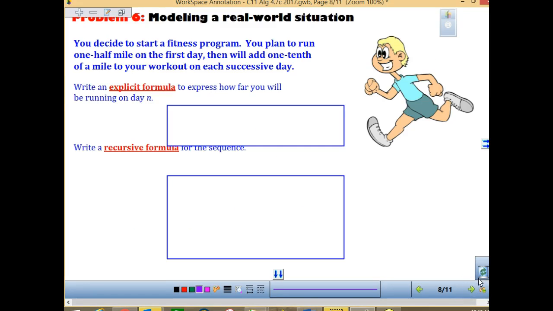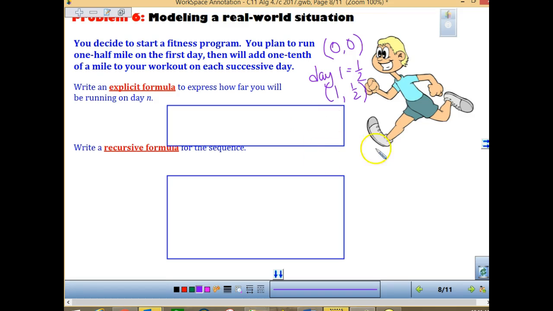All right. So you decide to start a fitness plan. You plan to run a half a mile the first day, and add 1/10 of a mile each successive day. We want to write our explicit formula for how much you will run on n days. So when you read it, on the first day, day 1, how much did you run? You ran a half. So that's our 1/2. Because at 0 days, you haven't run anything, right?